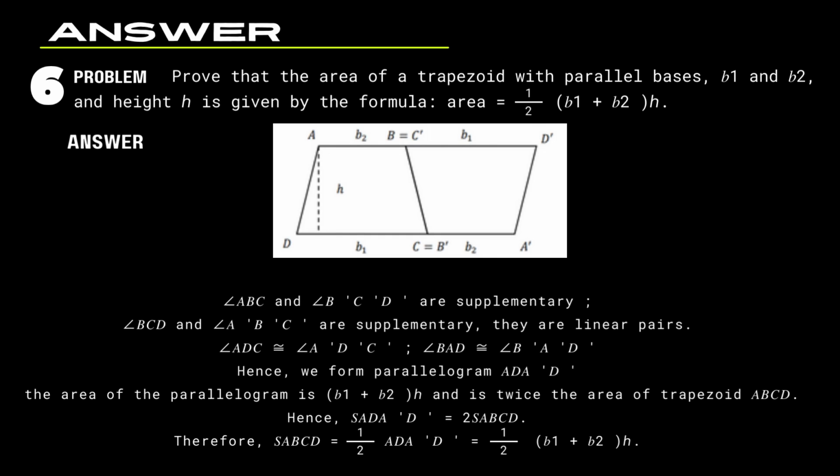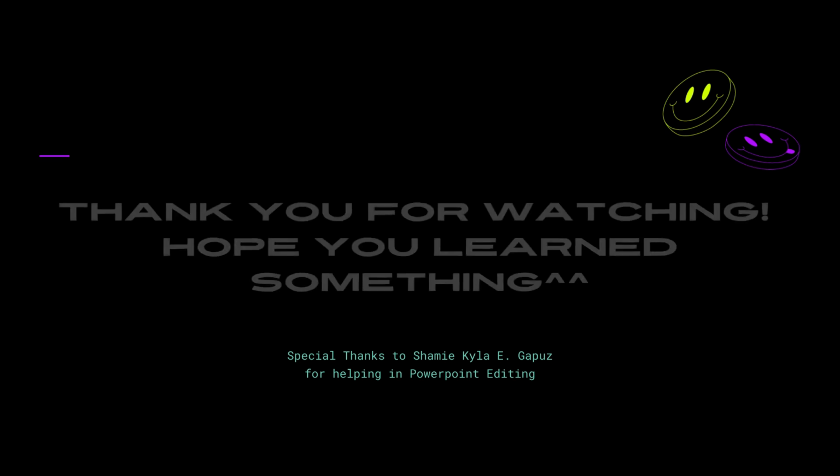And now, the area of the parallelogram is B1 plus B2 times h, and is also twice the area of the trapezoid ABCD. Hence, the area of AD A prime D prime is equal to 2 times the area of ABCD. Therefore, the area of ABCD is equal to 1 half AD A prime D prime, that is equal to 1 half the sum of B1 and B2 times h. And there we go. Problem 6 solved.